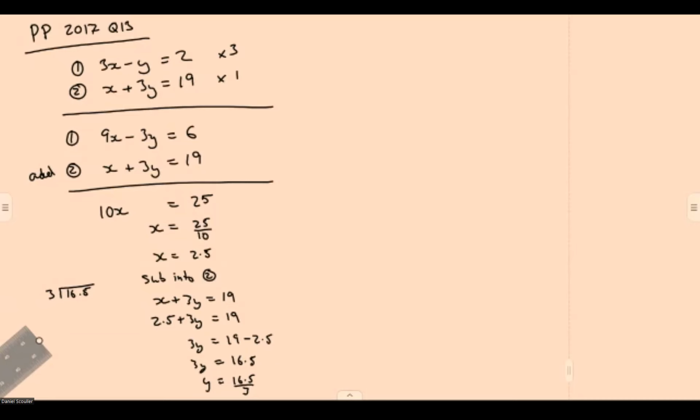So 3, does that go into 1? No. Carry the 1 over. 3 goes into 16 5 times, with 1 left over, 3 goes into 15 5 times. So you're left with 5.5. So the answer for that one is just a wee bit of complication with the decimal there. If it was a coordinate, it would be 2.5, 5.5. We've not done anything differently. It's just throwing that wee bit of complication in with the decimal.